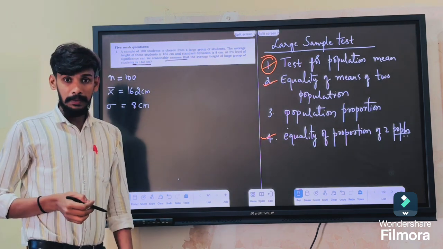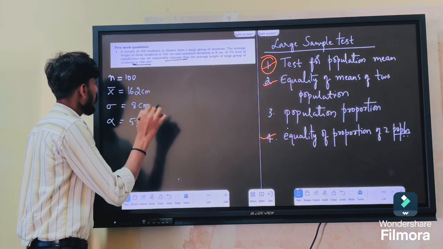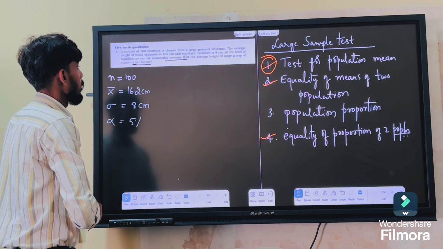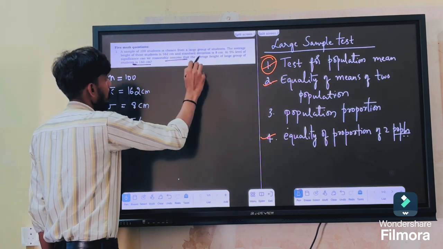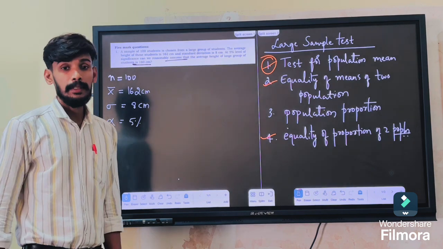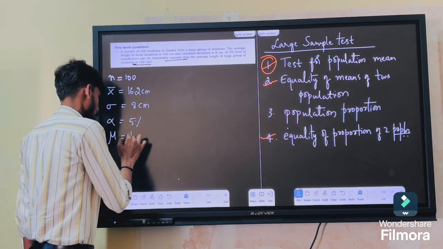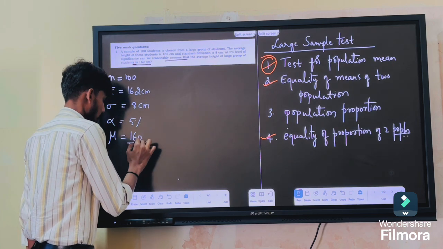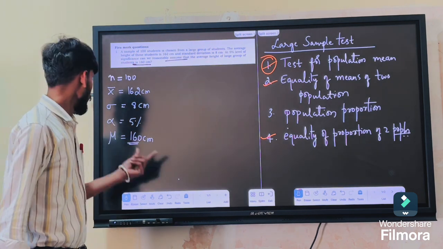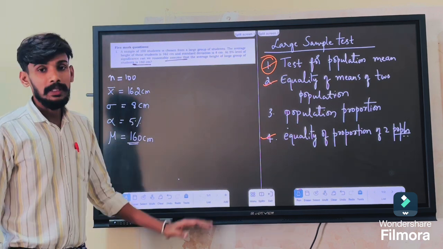At 5% level of significance is given, that means alpha value is 5%. And the objective of the question is, can we reasonably assume that the average height of the large group of students is 160 centimeter? That means they are asking whether we can assume the new value as 160 centimeter. So these are the information given in the question.